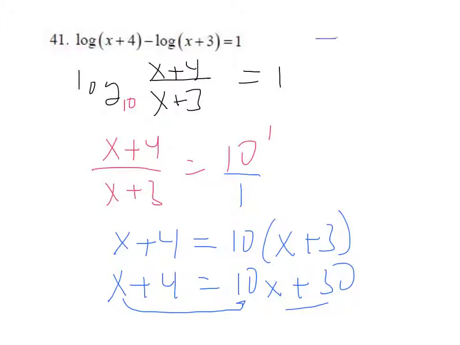Let's see, what's that going to give me? Negative 26 equals 9x. And then divide by 9, divide by 9. So x equals negative 26 over 9.